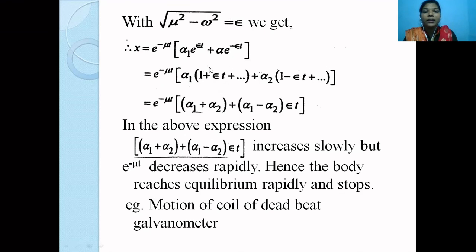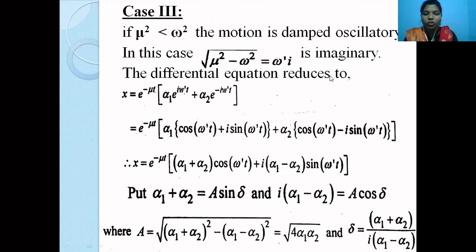And I can expand it. We have e raised to epsilon t. I can simply expand it into its series, like 1 plus epsilon t plus epsilon square t square upon 2 factorial and so on. And for e raised to minus of epsilon t, 1 minus epsilon t plus epsilon square t square upon 2 factorial and so on. And if I choose not to continue with the higher order terms, all I get is alpha 1 plus alpha 2 plus alpha 1 minus alpha 2 into epsilon t. So this is what I'm going to get once I choose not to go with higher order terms.